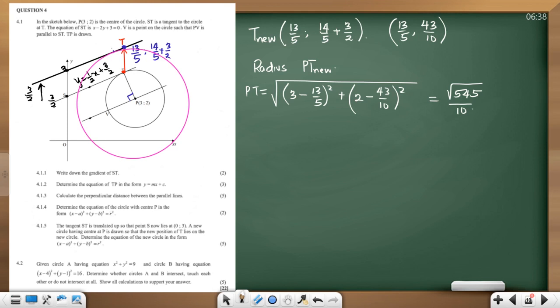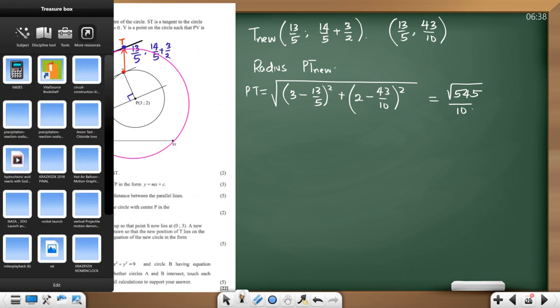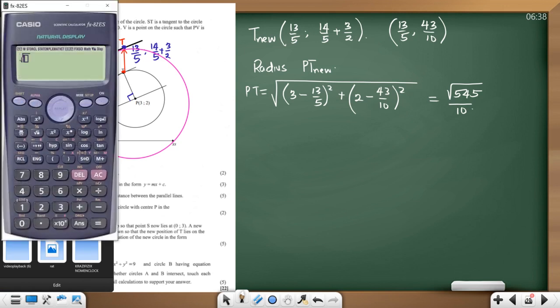So 3 minus 13 over 5 squared, just make sure that you've typed it in correctly. It is 13 over 5, just reconfirm, squared, plus the change in the y values, 2 minus 43 over 10. You still remember how we got the 43 over 10? All squared. That's what we have.